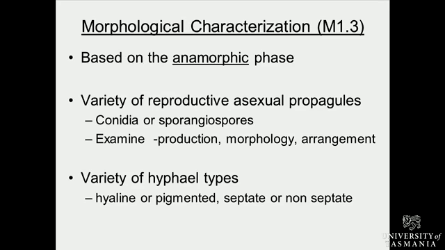And then look at how they're produced. Are they formed in big sacs? Are they formed in chains or clumps? Are they formed on the hyphae or on the end of different structures altogether? It's all about observation and recording what you see. So it's how they're formed, how they're arranged, and their morphology, size and shape.